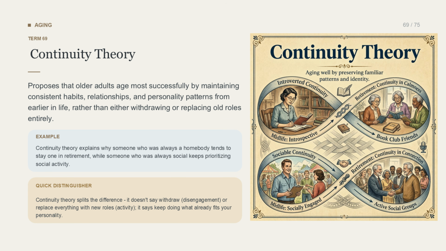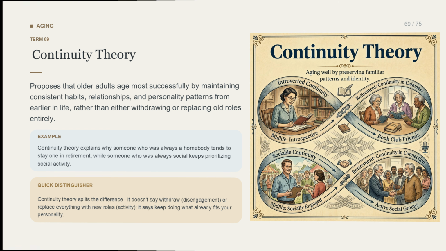69. Continuity theory. Continuity theory proposes that older adults age most successfully by maintaining consistent habits, relationships, and personality patterns from earlier in life, rather than either withdrawing or replacing old roles entirely. For example, continuity theory explains why someone who is always a homebody tends to stay one in retirement, while someone who's always social keeps prioritizing social activity.